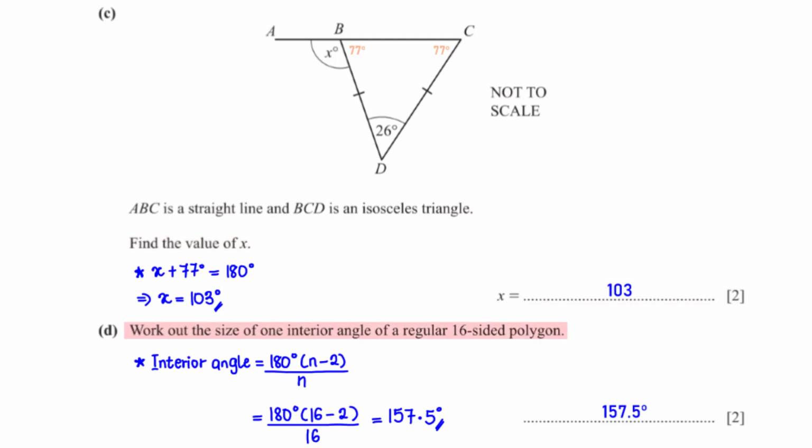Work out the size of one interior angle of a regular 16-sided polygon. Here is the formula for the size of an interior angle of a regular polygon. In this case, n is 16. When we type this into the calculator, we get 157.5 degrees.